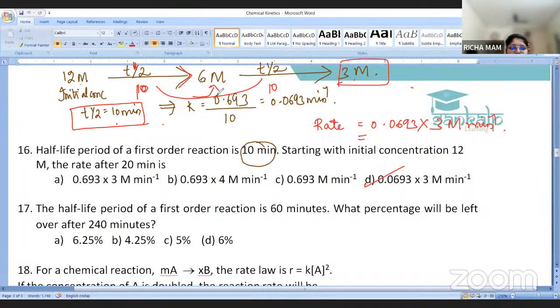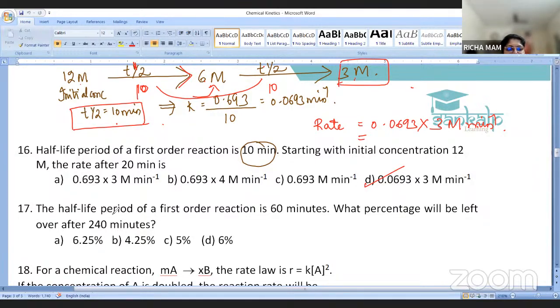Again, from 6 molar, after another half life period, the concentration has reached 3 molar. So the rate after 20 minutes will be 0.0693 into 3 molar per minute. So option number D is the answer. Like this, you can see the pattern of questions based on half-life of first order reactions are quite different.